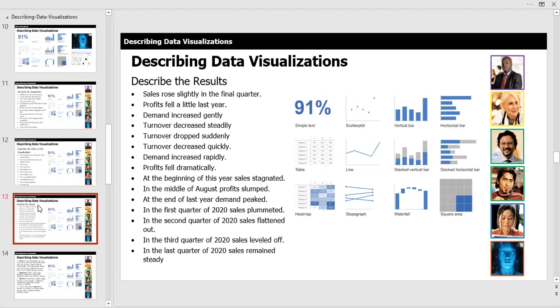These are the measurements, your key performance indicators that you're measuring on the dashboard. For example, sales rose, profits fell, demand increased, turnover decreased. As you read through it, what they're using here are sales, profits, demand, and turnover, and they're just describing them in different ways.